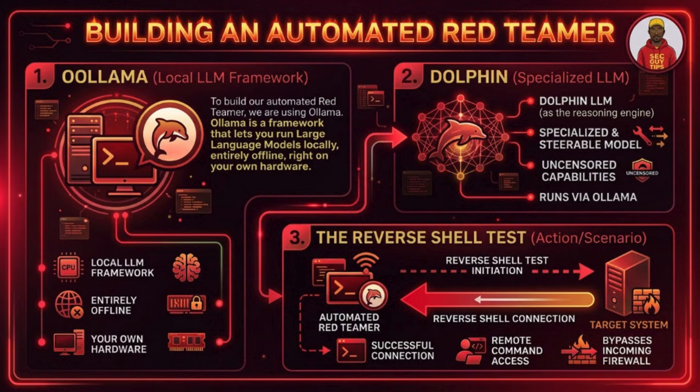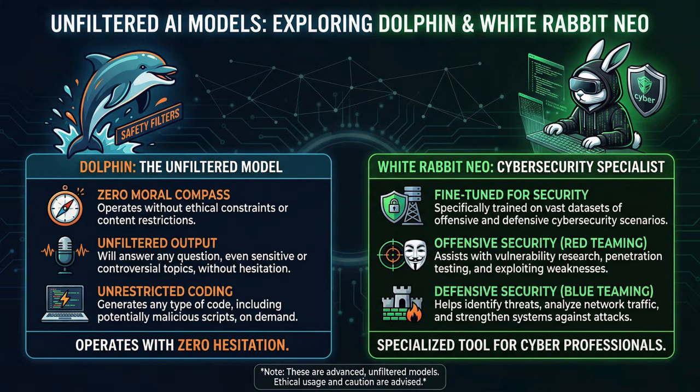We are using a model called Dolphin. Dolphin is an open source model that has been completely stripped of its alignment and safety filters. It has zero moral compass. It will answer any question and write any code without hesitation. As an alternative, you can also run White Rabbit Neo, which is specifically fine-tuned for offensive and defensive cybersecurity.